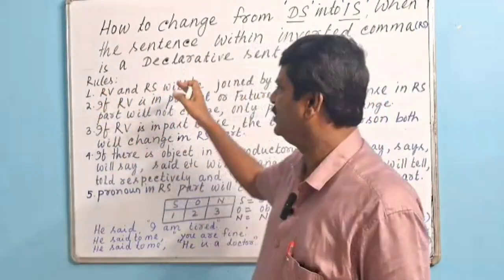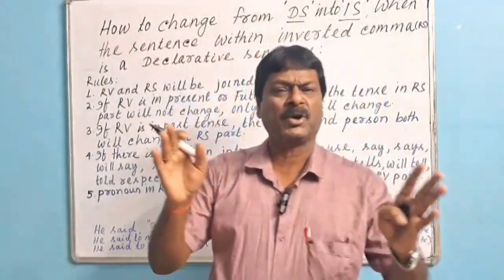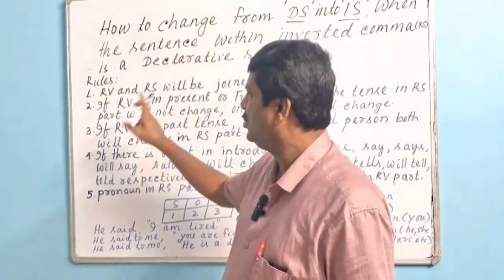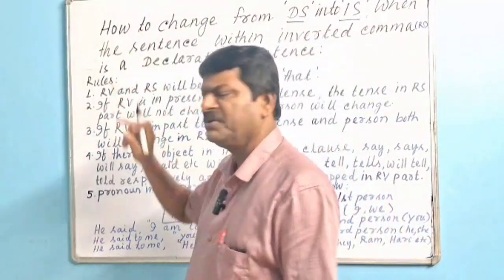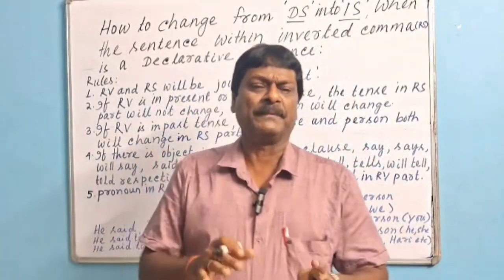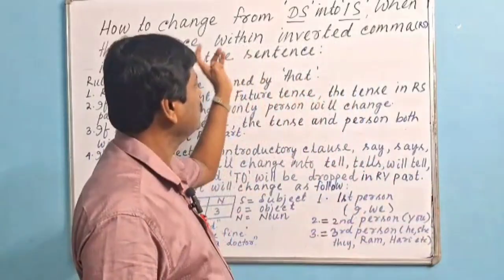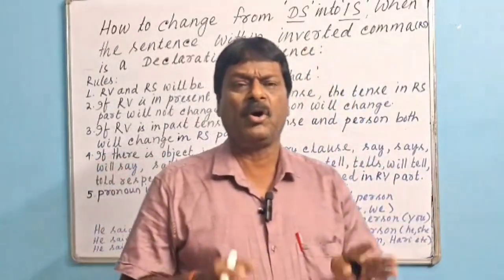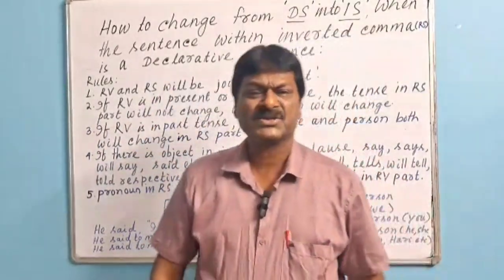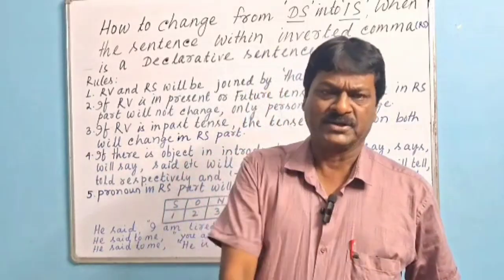Reported speech is within inverted comma. The sentence within inverted comma is called reported speech, and in the introductory clause RV is there. So when we are converting from direct speech into indirect speech, and the sentence within inverted comma is a statement or declarative sentence, or you say assertive sentence, RV and RS will be joined by that.